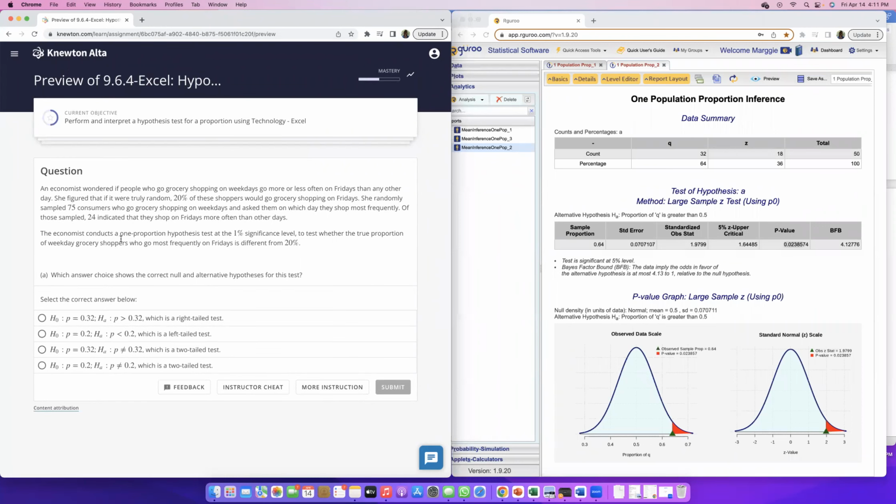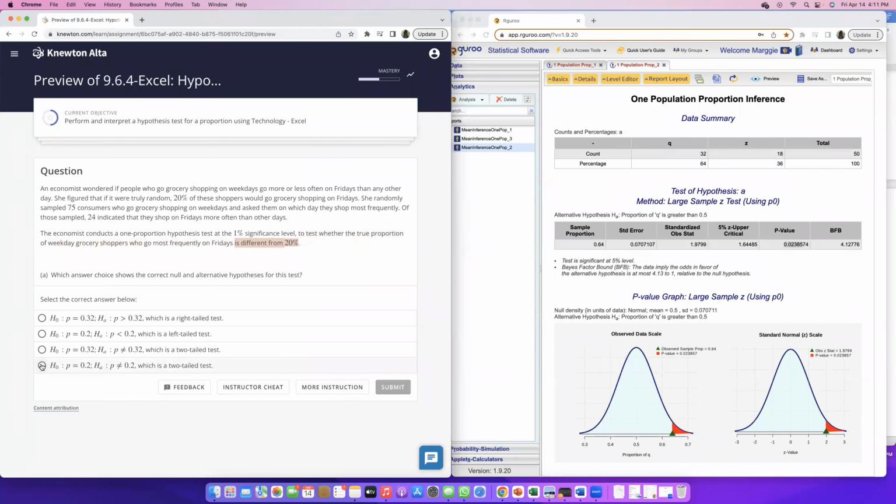The economist conducts a one proportion hypothesis test at the 1% significance level to test whether the true proportion of weekday grocery shoppers who go most frequently on Fridays is different than 20%. So here is your alternative hypothesis. Our null hypothesis is that the proportion is equal to 20%, and the alternative hypothesis will be that the proportion is different than 20%.